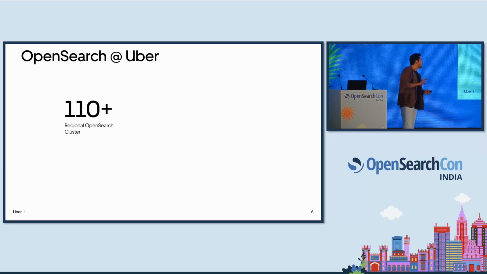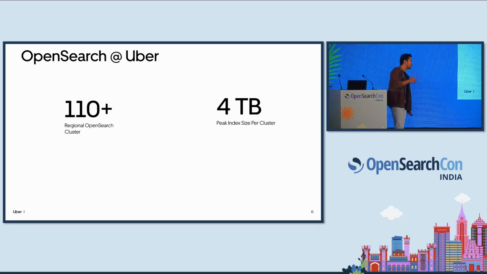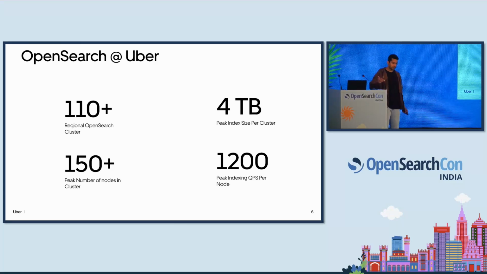Talking a bit about what sort of scale we're dealing with. Keep in mind that most of the numbers here have come up in the last year, which is when we made the decision to move from our custom search infrastructure to the OpenSearch cluster. We deal with 100+ clusters as of now. For every cluster, you could be looking at 4 to 5 terabytes of index size. Every cluster would have 150+ nodes. And for a lot of clusters, we would be dealing with 1200 to 1500 peak indexing QPS, based on how many shards are present on your cluster host.